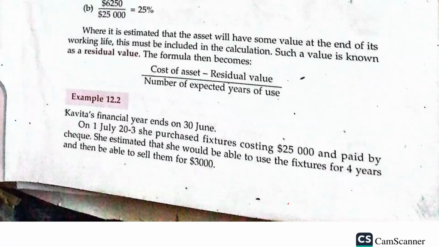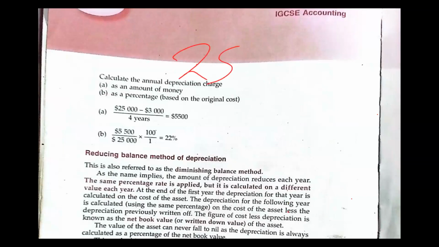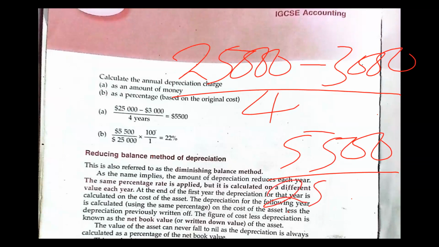All right, so let's have this example. This one, the cost was $25,000, right? 25,000 less $3,000 divided by the 4 years. So that gives us 5,500. So this 5,500, you divide it by the cost being 25,000, and then multiply by what? By 100 to express it as a percentage. So it gives you 22%.